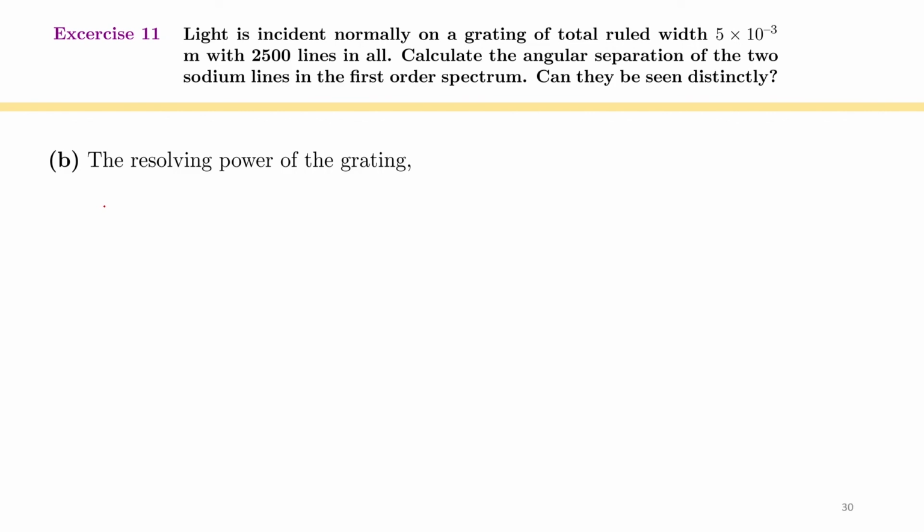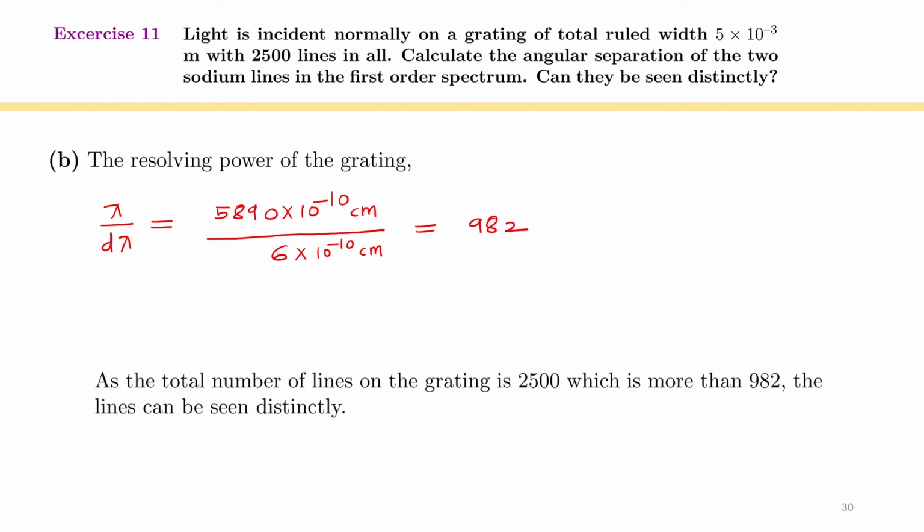Now the resolving power of the grating is lambda over d lambda, and this is equal to 5890 times 10 raised to minus 10 divided by 6 times 10 raised to minus 10, and this is equal to 982. As the total number of lines on the grating is 2500, which is more than 982, the lines will be seen distinctly.